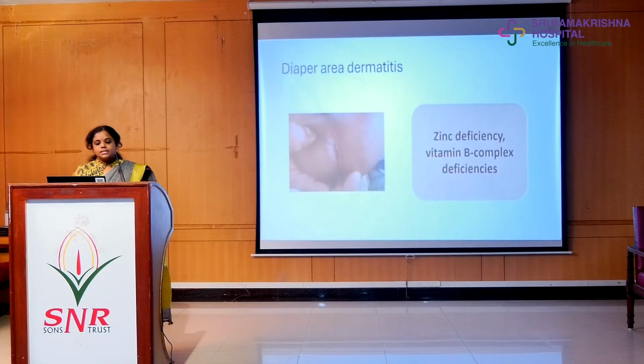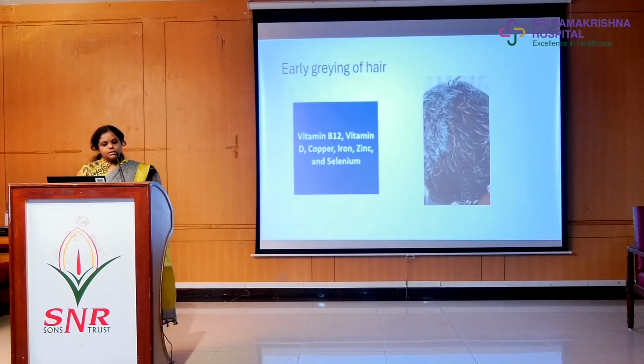This is diaper area dermatitis. For recalcitrant diaper area dermatitis, we should definitely rule out zinc deficiency. This baby was treated with zinc; there was very prolonged diaper area dermatitis, and zinc was supplemented. And along with that, multiple deficiencies can be seen with early graying of hair, like B12. Early gray means under 25 years of age: copper, iron, zinc, and selenium.